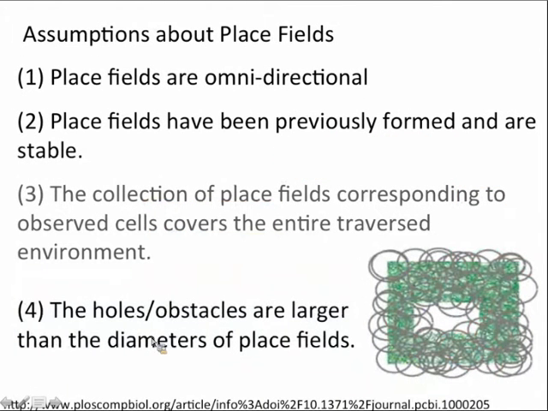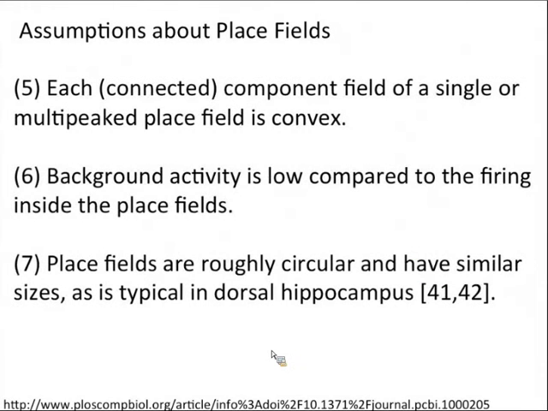We do, however, need to consider that if the holes are larger than the diameters of place fields, that's going to be a problem for both. If you cover your hole, that's a problem for either technique. You do want convexity so that your nerve lemma will hold. And you don't want too much noise, or you're going to have problems interpreting it for it to be an accurate result.